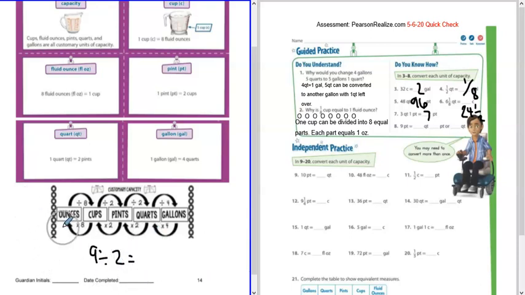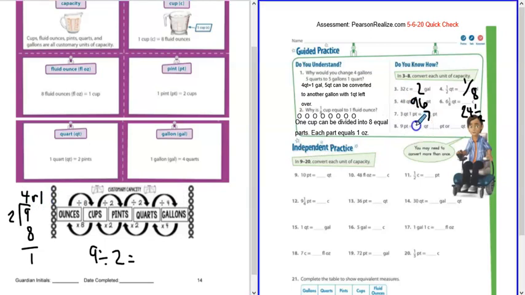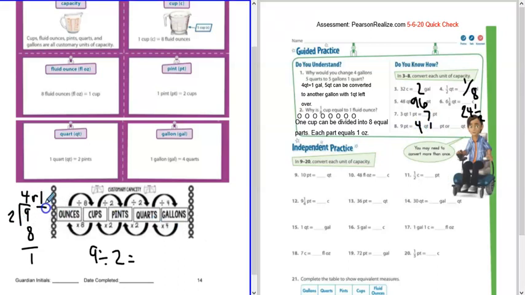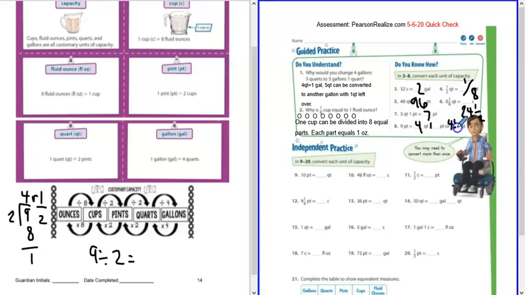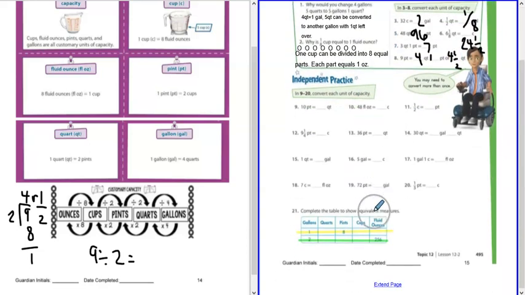So what we're going to do is let's think about this problem. 9 divided by 2. 2 goes into 9 4 times, 2 times 4 is 8. We subtract and have 1 left over, which means that this could be our remainder. So 4 remainder 1, so 4 quarts and 1 pint left over. Or we turn this into a fraction, which would be 1/2. So it'd be 4 and 1/2 quarts.